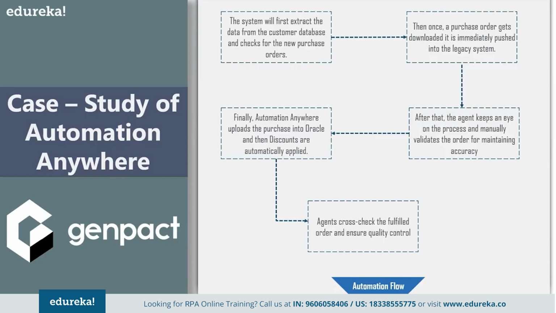So what would happen is the system would first extract the data from the customer database. Then once the data has been extracted, it would be pushed into the legacy systems. After that, the agent would keep an eye on the process and validate the data. And finally, Automation Anywhere would upload the purchase into Oracle and the discounts would be applied. As a cross-check to the complete system, agents would cross-check the fulfillment order and ensure quality control, right? So I hope I'm clear with this point.